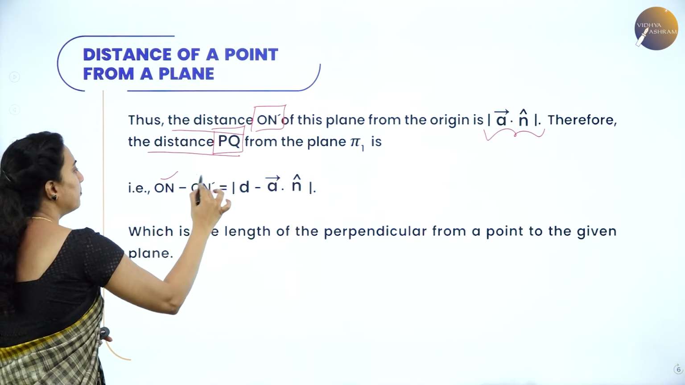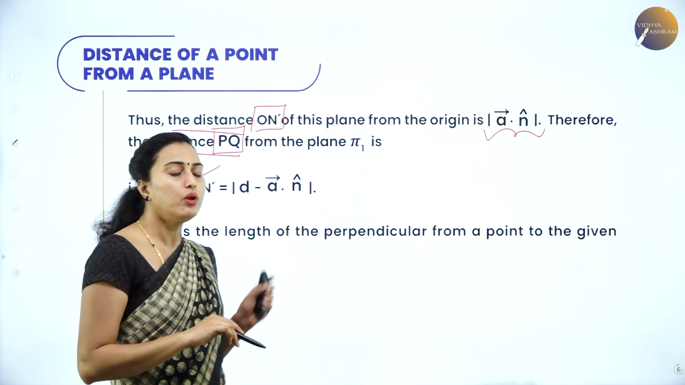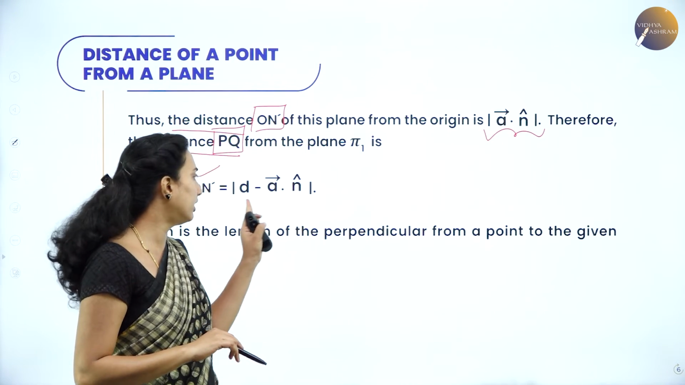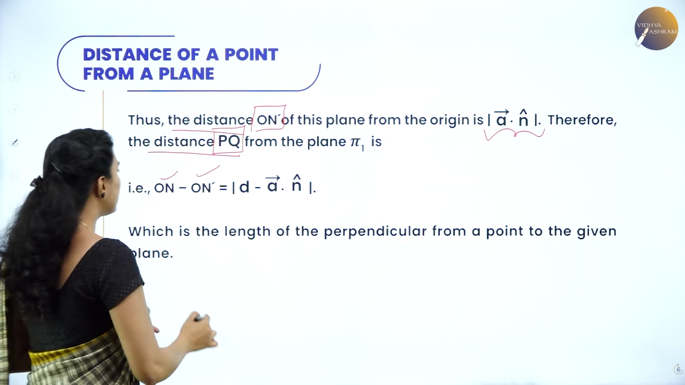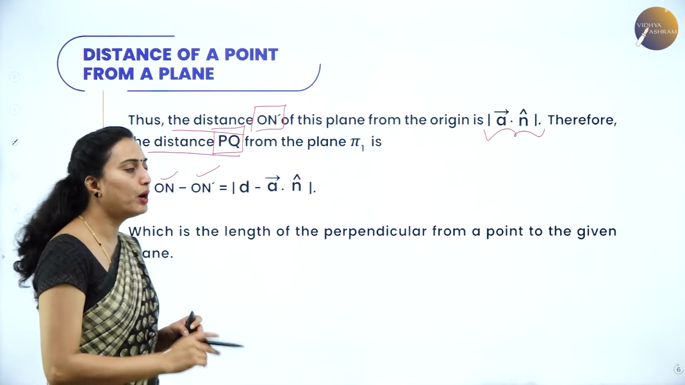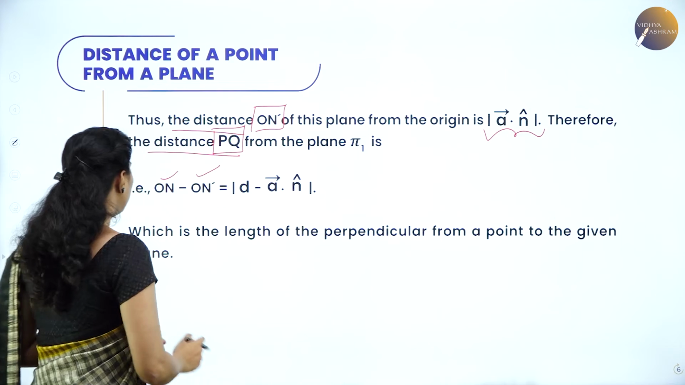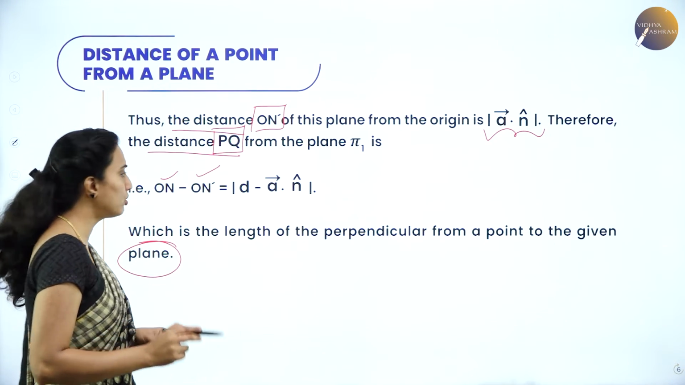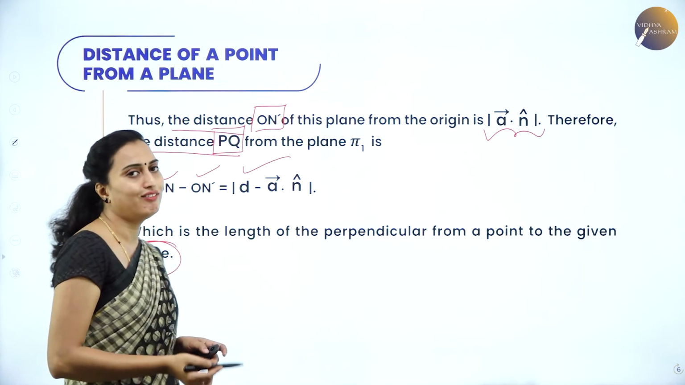Therefore, ON minus ON dash gives you d minus a vector dot n cap, which is nothing but the length of the perpendicular from a point to the given plane. Understood? So, this is the formula in vector form.